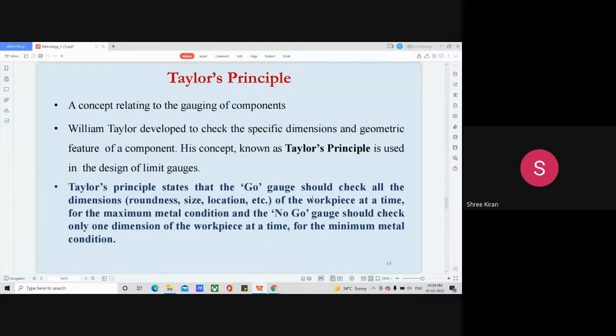Okay, then, students, I hope the screen is visible. So today we are going to discuss Taylor's principle.